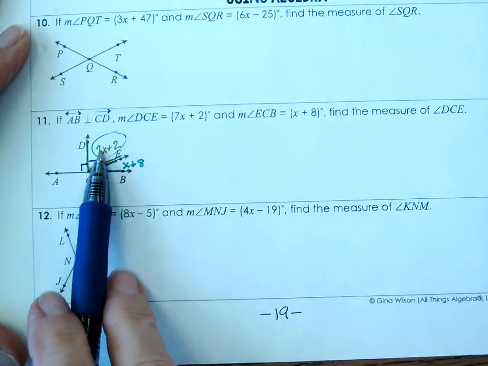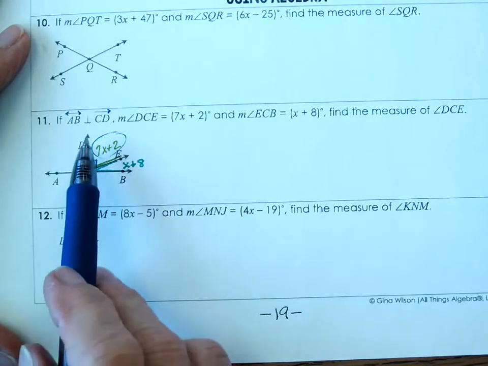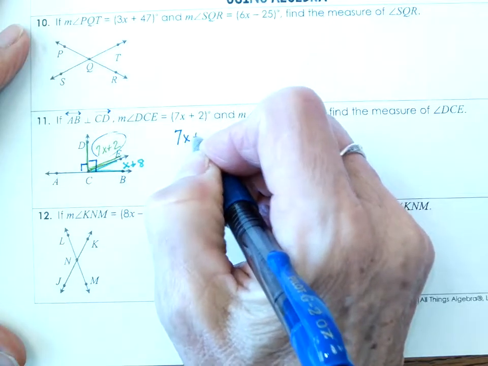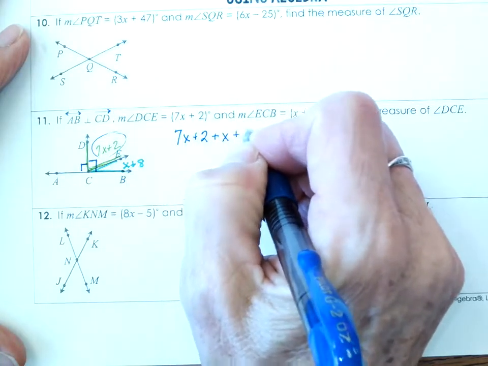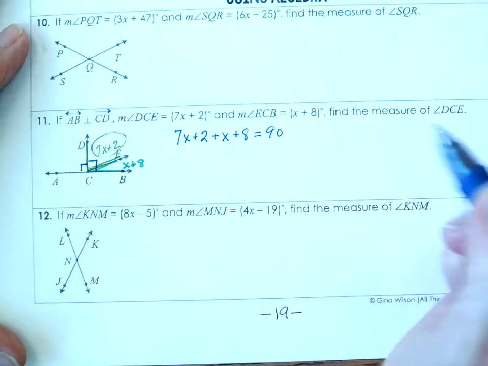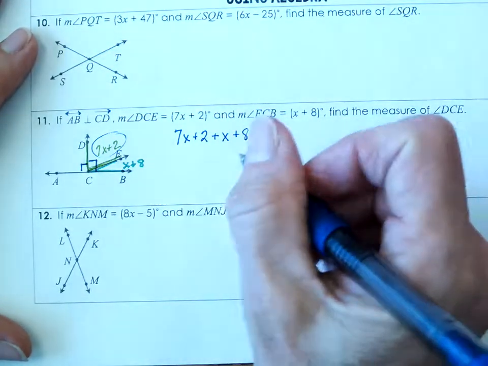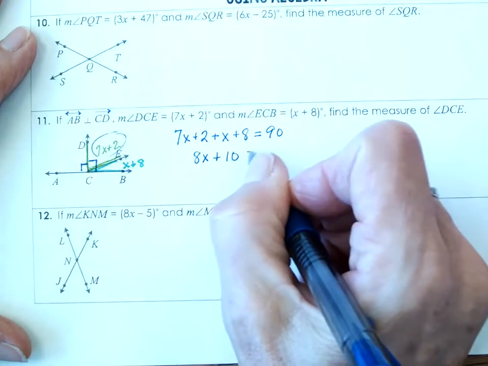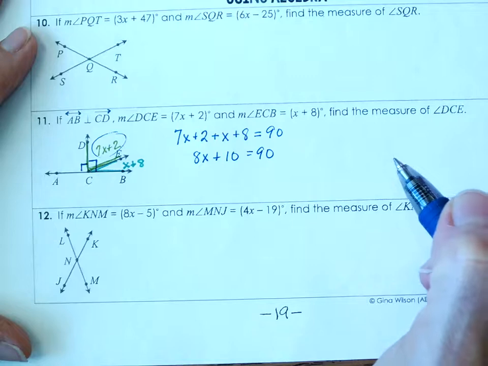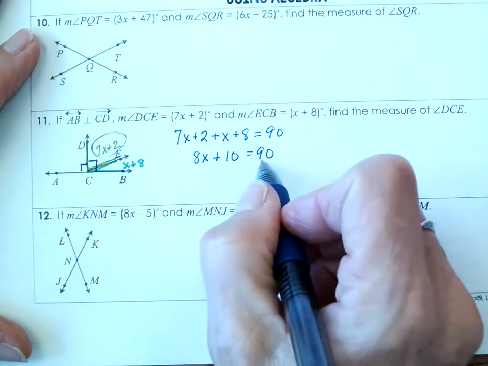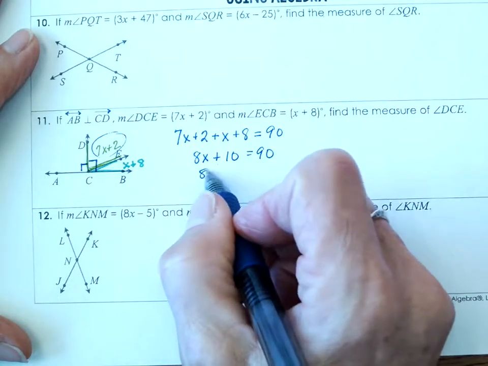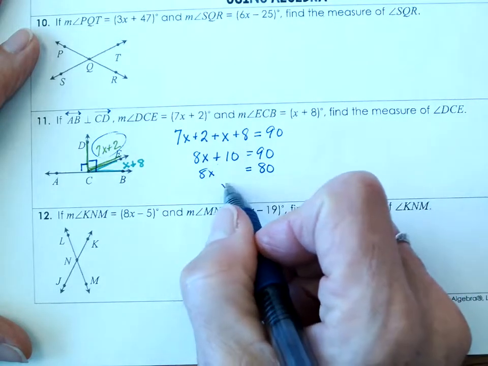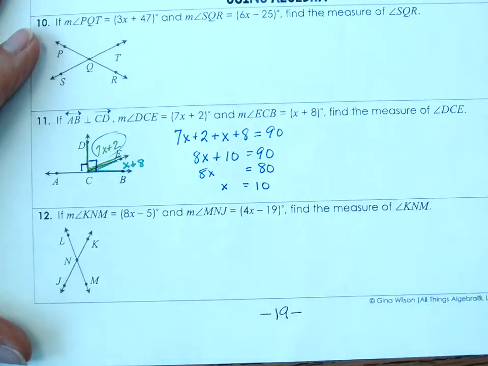Right now what we know is this little part plus this little part equals the entire giant 90-degree angle. So 7x plus 2 plus x plus 8 sums to 90. They're complementary. So if I combine like terms, I have 8 x's all together, and 10 for the constant, equals 90. I have to subtract 10 on both sides to keep it balanced, so that I have 8x equals 80. Divide by 8 on both sides so that it stays balanced, and x is 10.